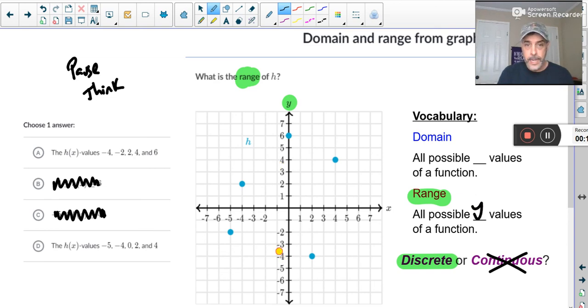I've got a -4 here. I've got a -2 over here. I've got a 2. I've got a 4. And I've got a 6. So I'm looking for some set that says -4, -2, 2, 4, and 6. Choice A. Did you choose that? Good. I feel like Blue's Clues.